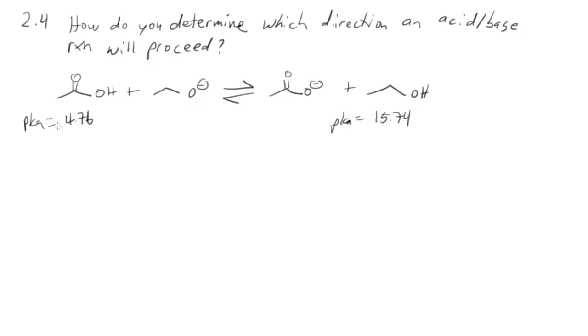So now we have to think about what those two numbers mean. pKa of 4.76. Okay, is that more acidic or less acidic than 15.74? It's more acidic. If this one's more acidic, this one's less acidic. And what does more acidic mean? More acidic means that it gives up its proton more readily. Which means that this one holds on to its proton more.